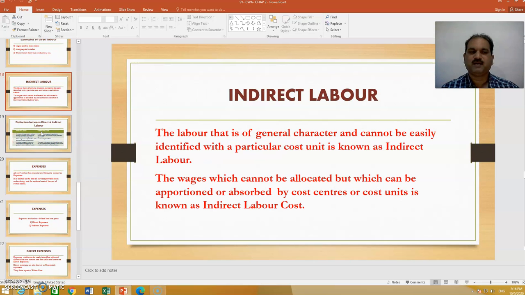Now indirect labor. The labor that is of general character and cannot be easily identified with a particular cost unit is known as indirect labor. I repeat, the labor that is of general character and cannot be easily identified with a particular cost unit is known as indirect labor. The wages which cannot be allocated but which can be apportioned or absorbed by cost centers or cost unit is known as indirect labor cost.